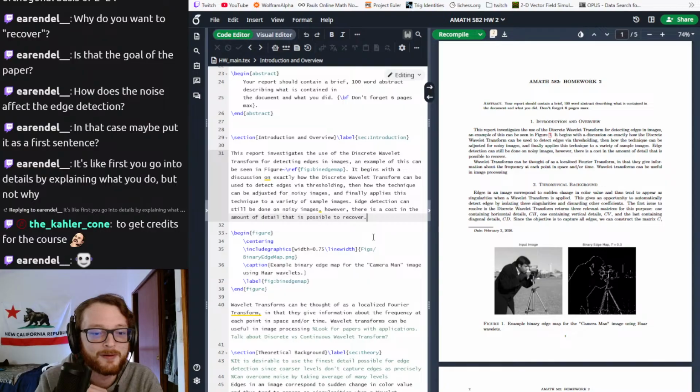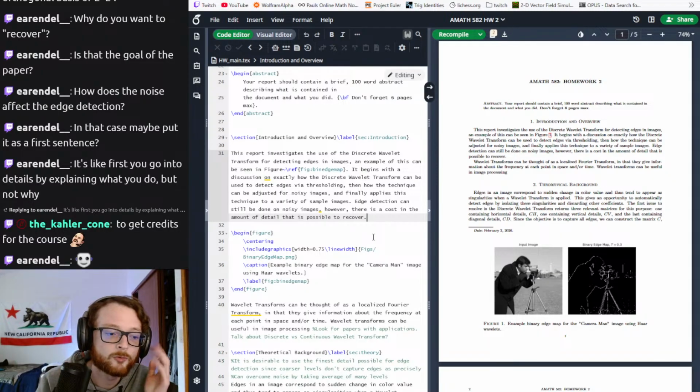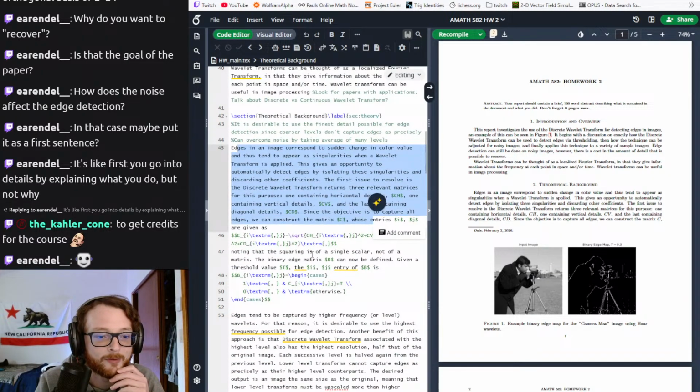Edge detection. Okay, so I'm thinking about saying something about how this relies on contrast, and also how we're only talking about grayscale images here. I'm also trying not to repeat what I say in the theoretical background section.